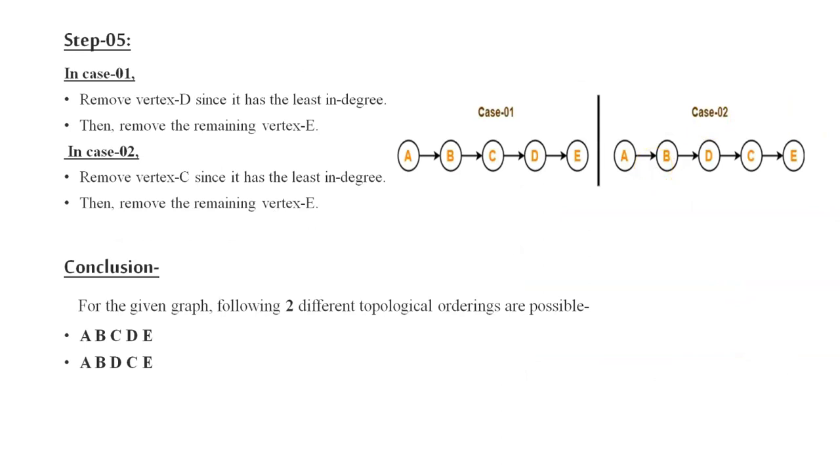For one particular graph, there may be any number of orderings. In our case, we have two orders. In case 1, it is A, B, C, D, E. In case 2, it is A, B, D, C, E. Both the answers are right, and you can also write how many orderings of vertices are present in the given graph. So this is how topological sort will be performed.